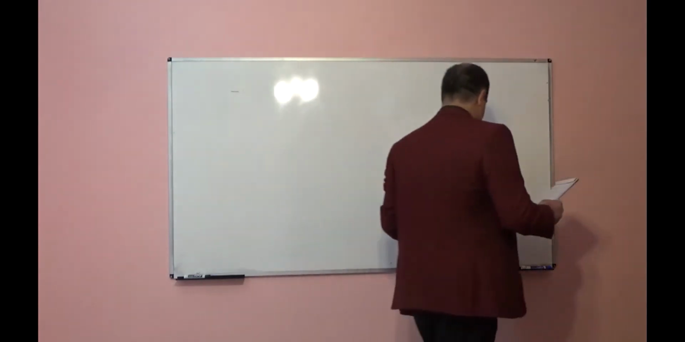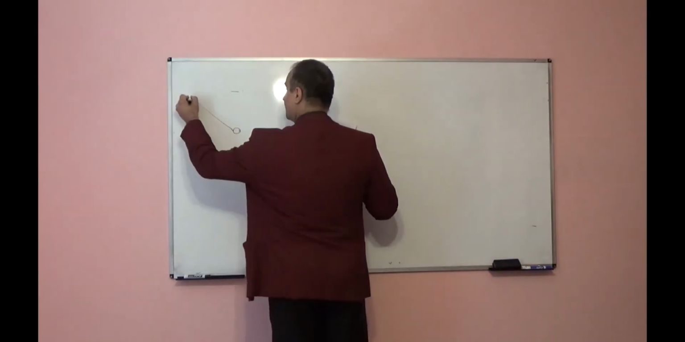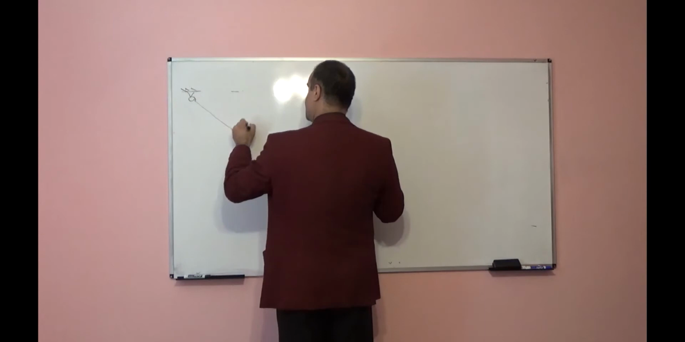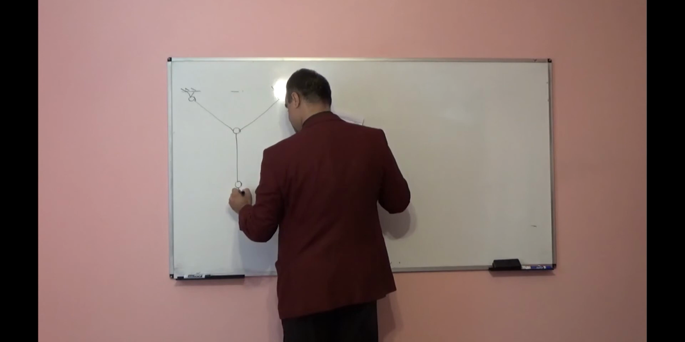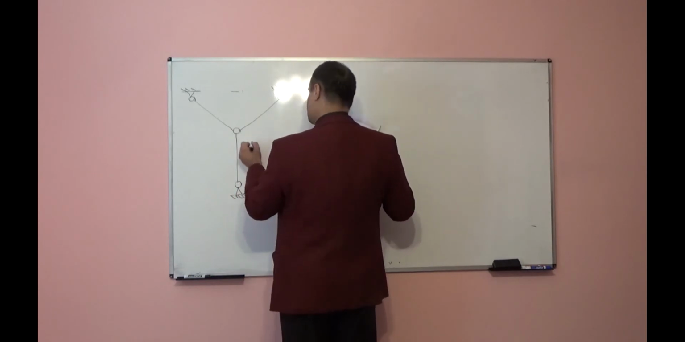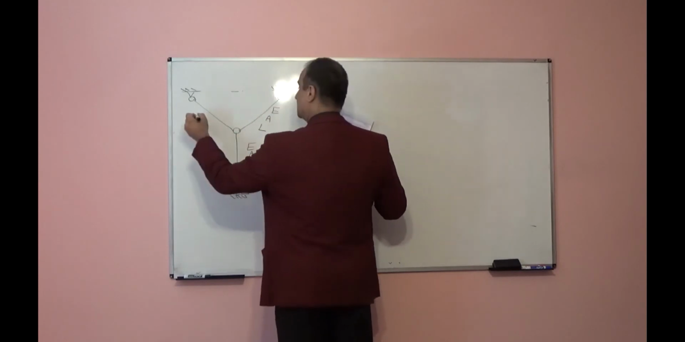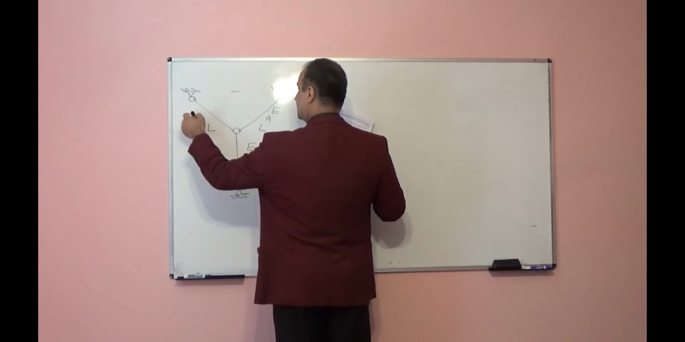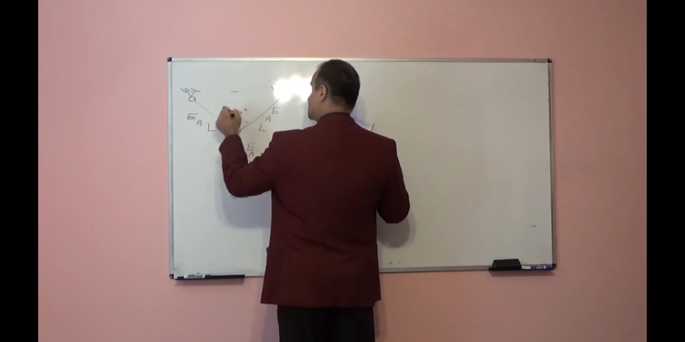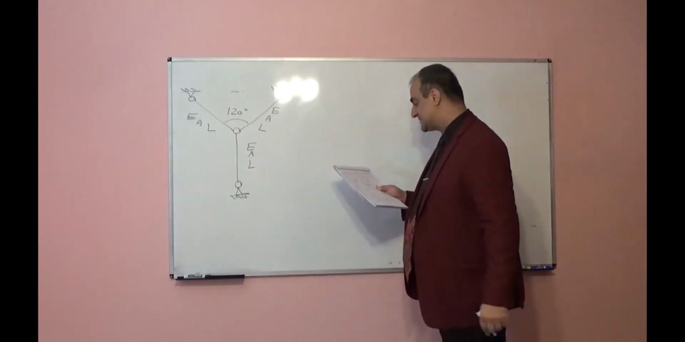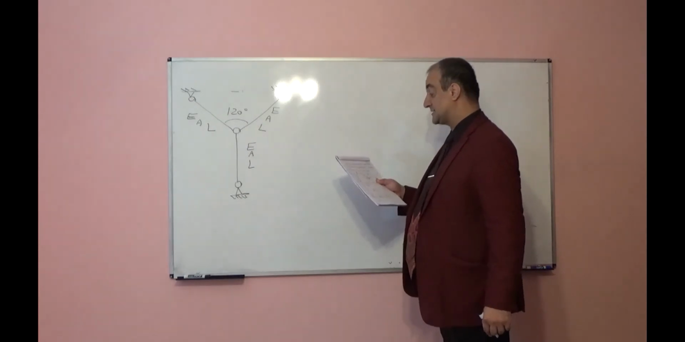Next problem, we have 3 rods, each with EAL, and these angles should be 120 degrees. So in the following structure, temperature changes in 2 members.